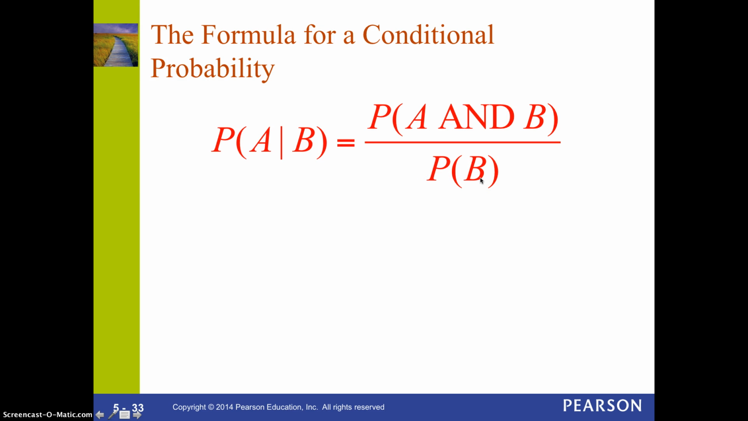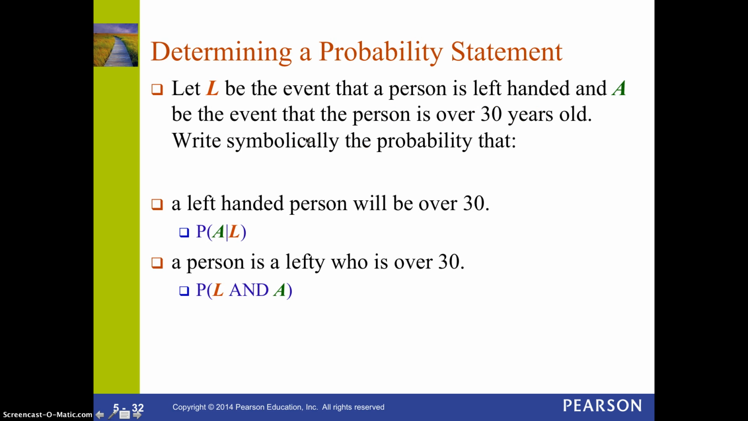This is actually very similar to the conditional probability we were using when we were in the table. Because remember, the numerator was that they both occurred, and the denominator was just how many were in part B. So let's go back to my table for a second.